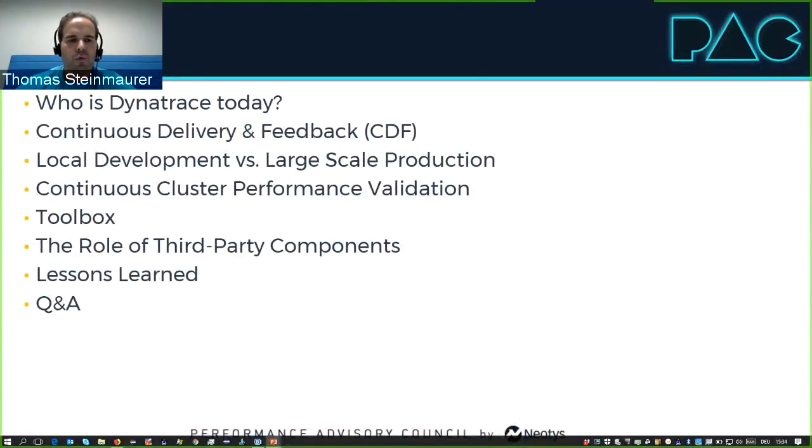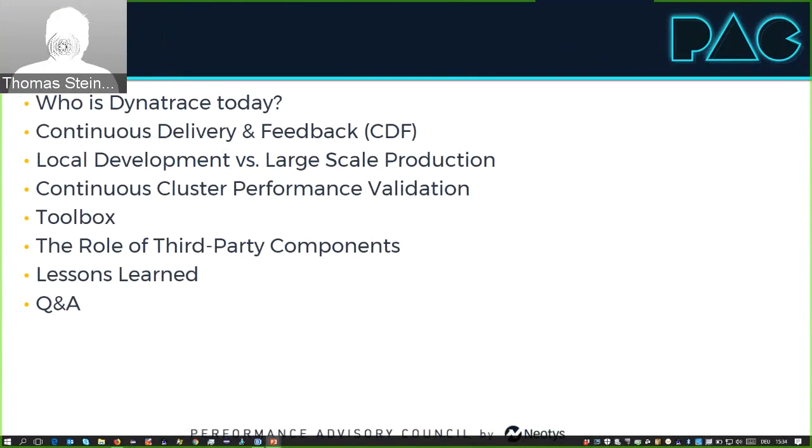So the agenda for today. What I want to talk about, very quickly, is who is Dynatrace today? A few of you probably know Dynatrace, so I'm not going into detail here, but it's a bit about our own digital transformation. The second thing is really about the continuous delivery and feedback pipeline. This is really the heart of everything we are doing here. I think that's really critical to mention. And then we go a bit into the details about what my team, or really 2.5 full-time equivalents, are doing on a daily basis.